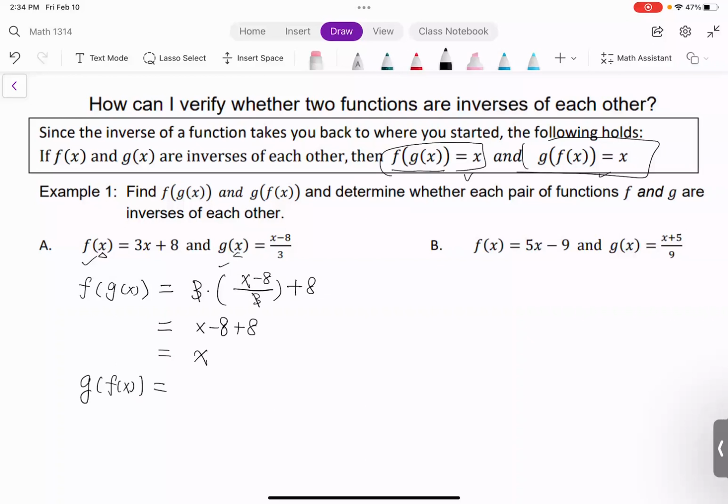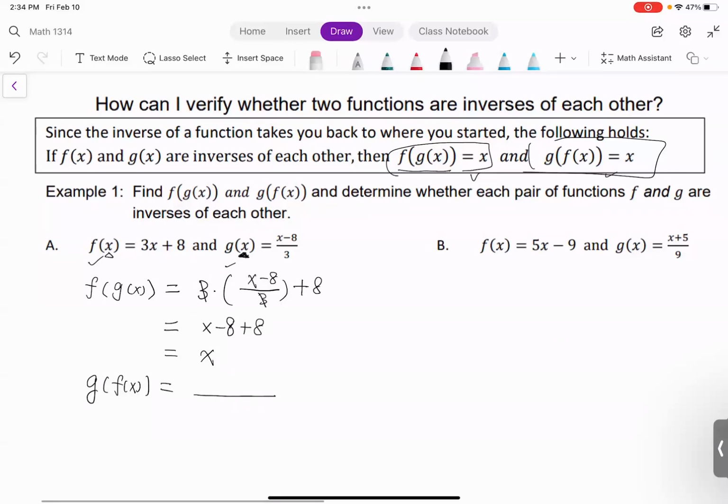So when I see the x in the g part, it needs to be replaced by f. So in the g function, all the x is now 3x plus 8, then minus 8, divided by 3.